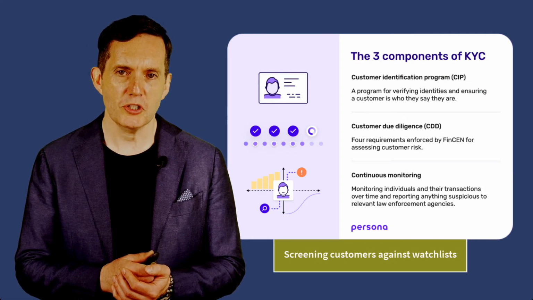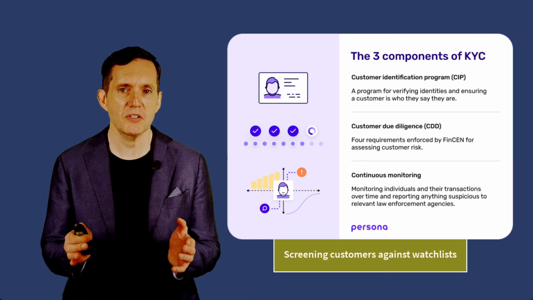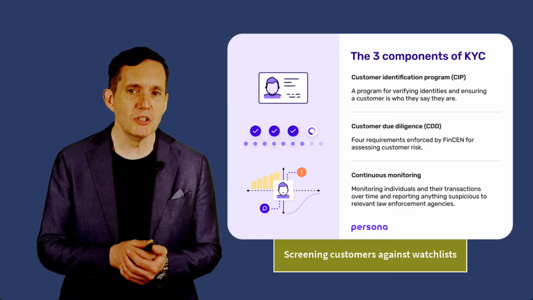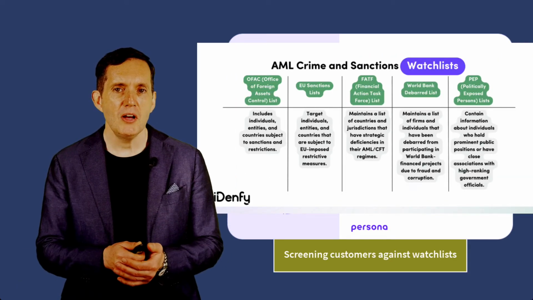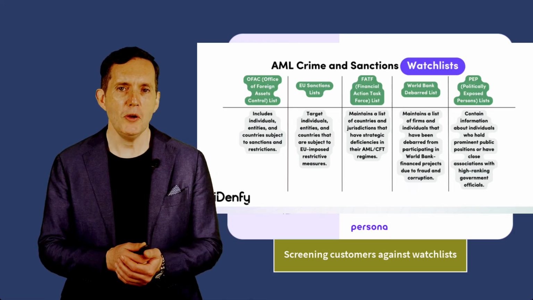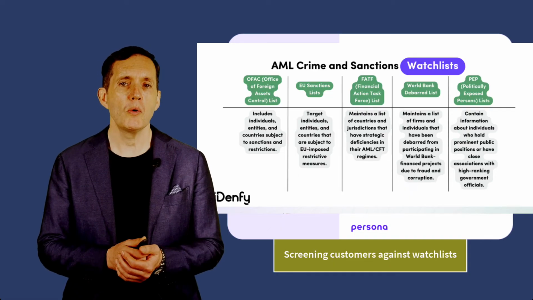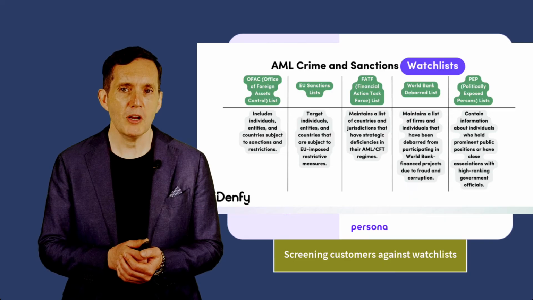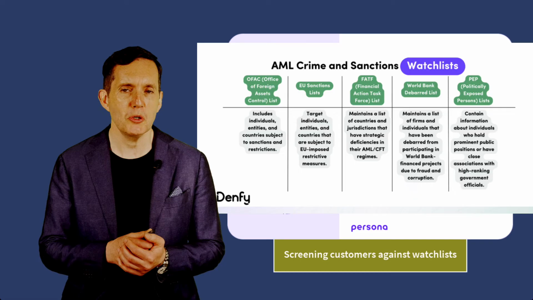screening against watch lists. Organizations must screen customers against various watch lists to ensure they're not dealing with sanctioned individuals or entities. These watch lists include sanctions lists published by bodies like the United Nations, the US government's Treasury Office of Foreign Assets Control, or OFAC, and the EU. Politically exposed persons, or PEPs lists. These are individuals who hold prominent public positions and may pose a higher risk for involvement in corruption or bribery, and it also involves their family members and close associates too.